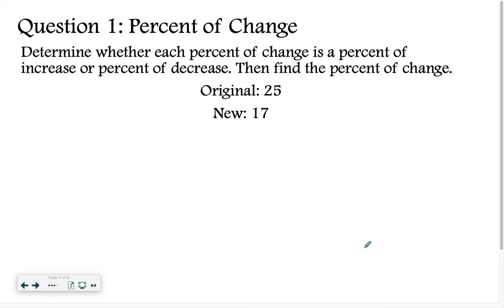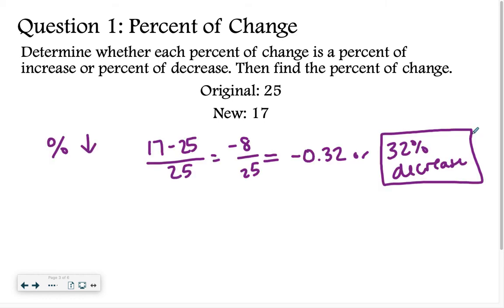Okay, so I've showed you one example. I want you to look at the second one, determine whether the percent of change is percent of increase or percent of decrease, then find that percent of change. Good luck. Okay, for this one, hopefully you said 17 minus 25 over 25, which is negative 8 over 25, which is negative 32%. So you can say 32% decrease, and I have my answer circled over there on the right. If you have questions about this at all, please be sure to reach out for some help.